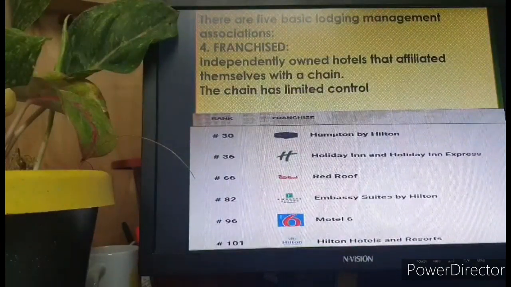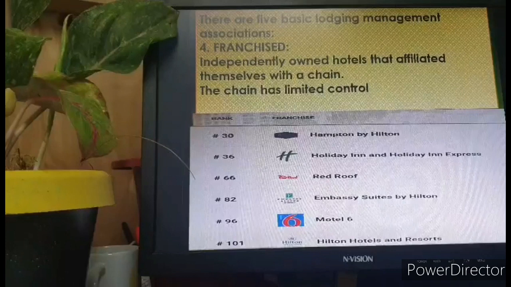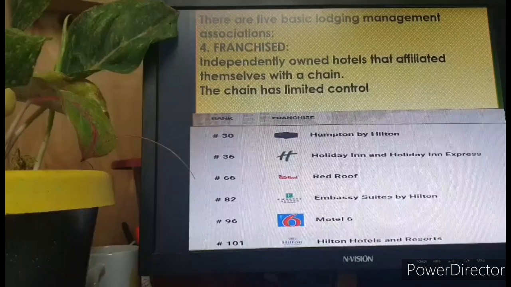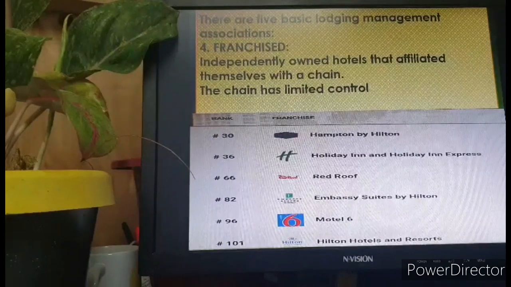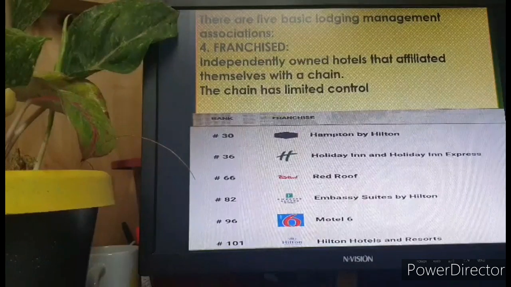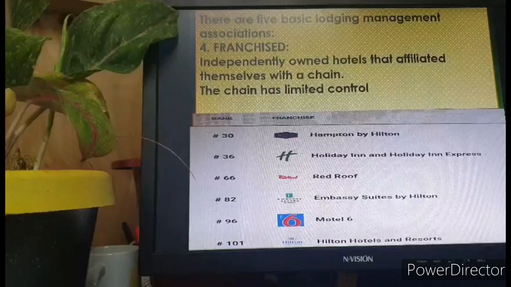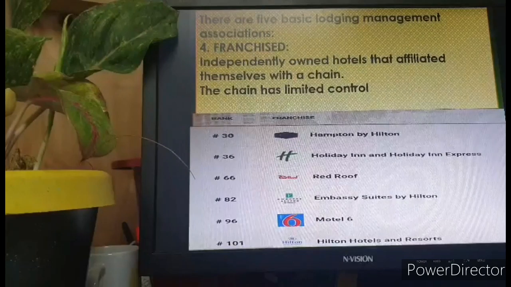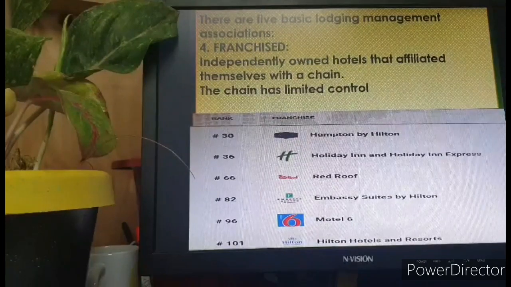Franchise, independently owned hotels that affiliate themselves with a chain. The chain has limited control. The best examples for this are the Hampton by Hilton, Holiday Inn and Holiday Inn Express, Red Roof, Embassy Suites by Hilton, Motel 6, Hilton Hotels and Resorts. They are examples of franchise hotels.